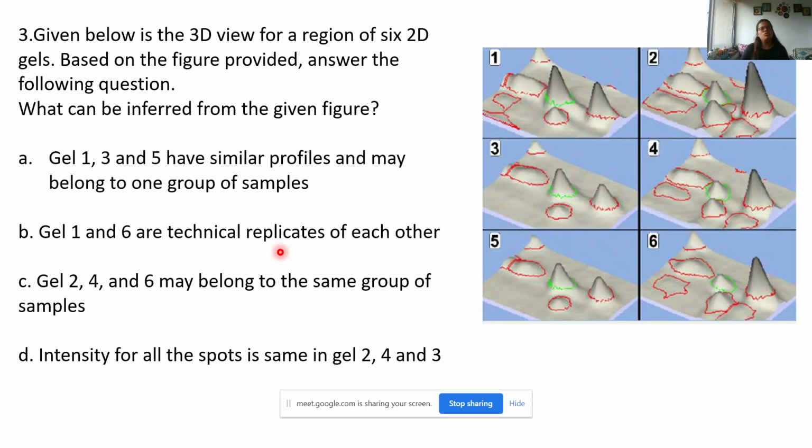Coming to figure 3, this is a 3D view of a, okay, given below is, just a minute, someone wants to join.